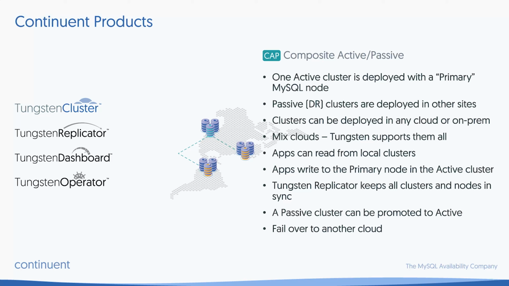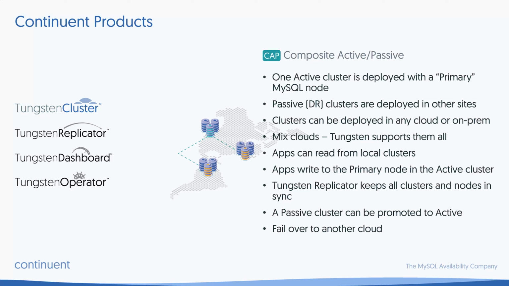The Tungsten Connector will work in the same way, ensuring writes go to the primary node in the primary cluster. However, you also have the added benefit of being able to distribute reads across the remote passive clusters. Ideal if you want to place your data close to your customers to improve read performance, but still ensure data integrity without the need for complex active-active changes. Tungsten Replicator keeps all of the nodes in all the clusters in sync.